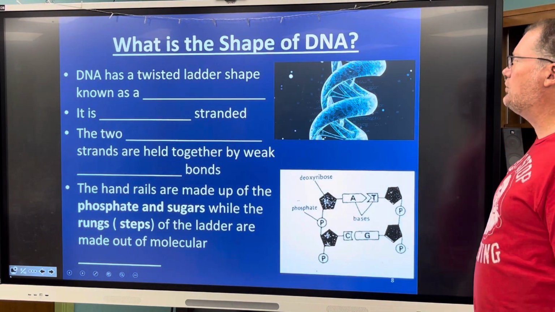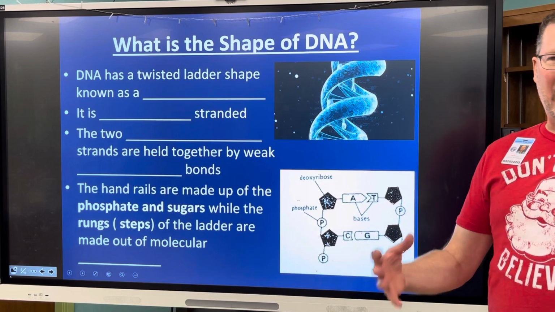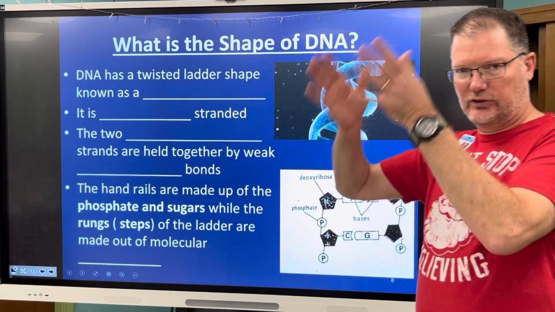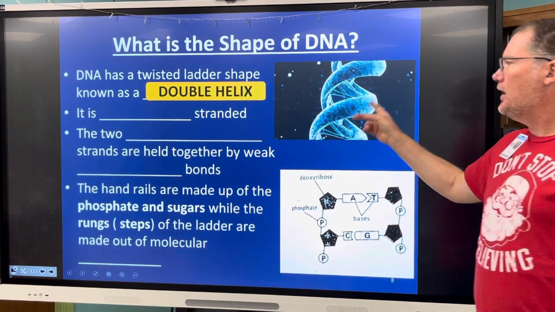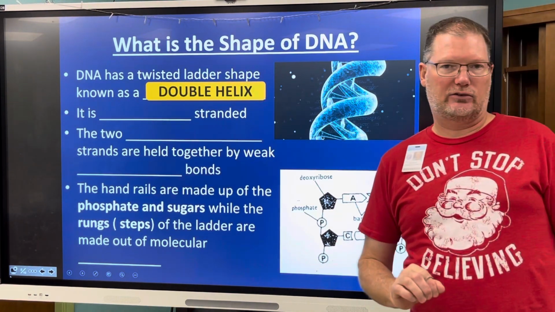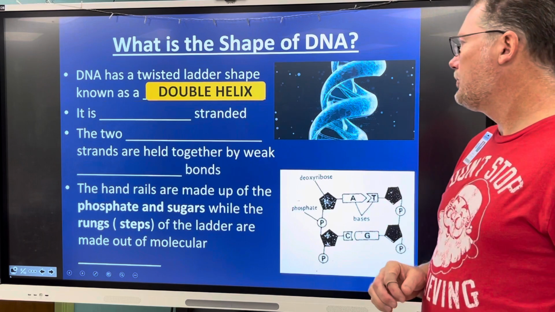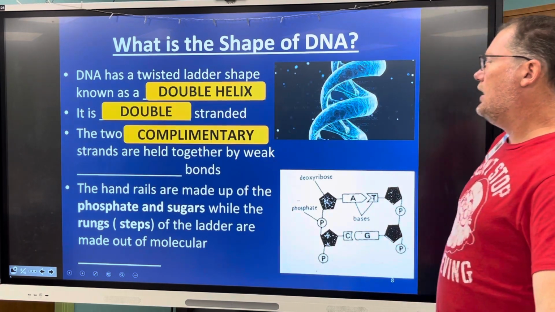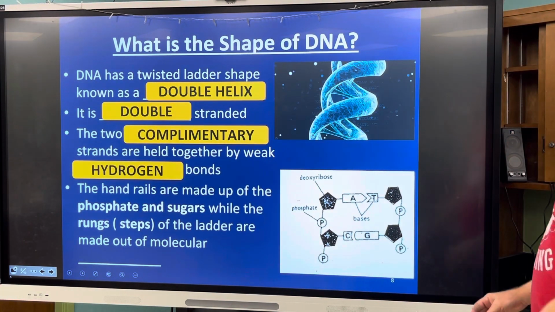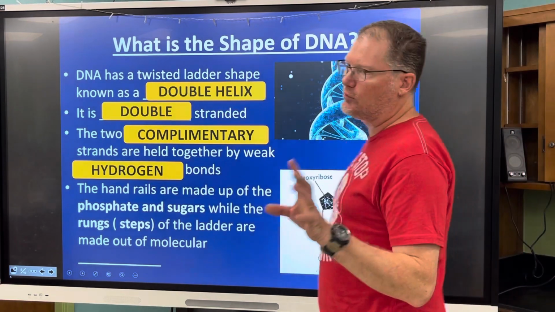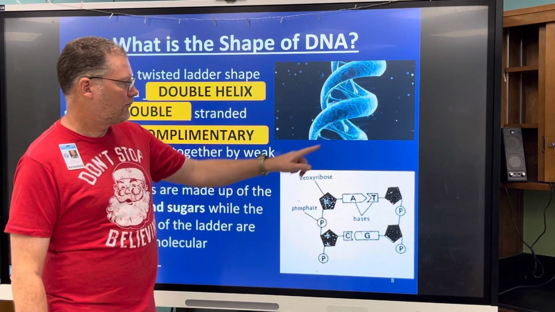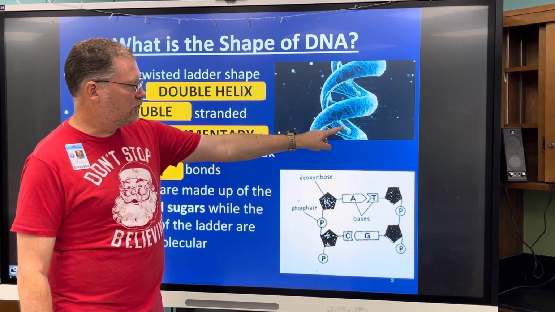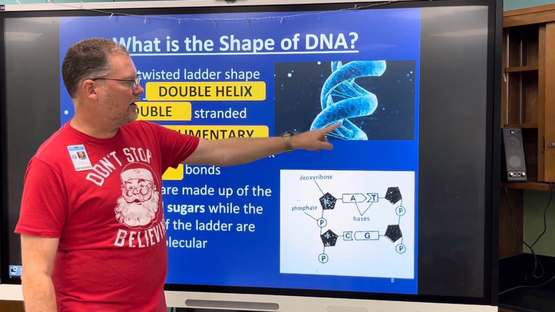All right, what's the shape of DNA? We know it's a ladder shape, just like a ladder with rungs and handles. But you twist that ladder and you get that. That's called a double helix. Double helix. It's double-stranded, has two strands, like I said before, that are held together by weak hydrogen bonds in the center. So in here, the two strands are held together by hydrogen bonds.